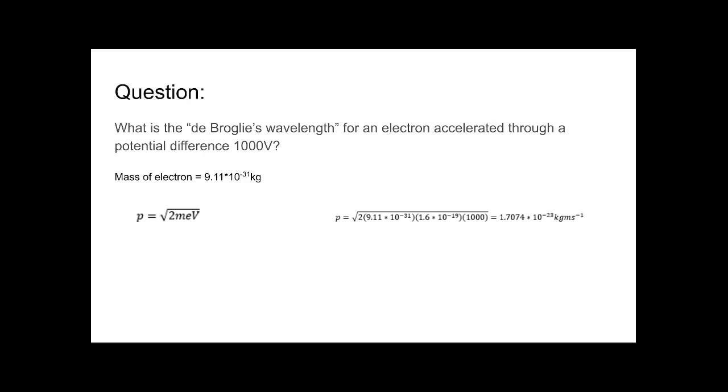And because de Broglie linked the linear momentum and wavelength, we can use his formula to calculate the de Broglie wavelength. That's the wavelength equals Planck's constant over linear momentum. That's how he linked the wavelength with the linear momentum. So we get that the wavelength is equal to Planck's constant divided by the linear momentum, and that's lambda equals 3.88 times 10 to the power of negative 11 meters. And that's the de Broglie wavelength for an electron accelerated through a potential difference of 1000 volts.